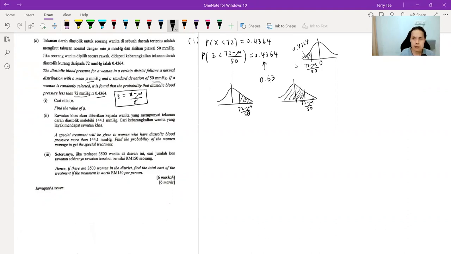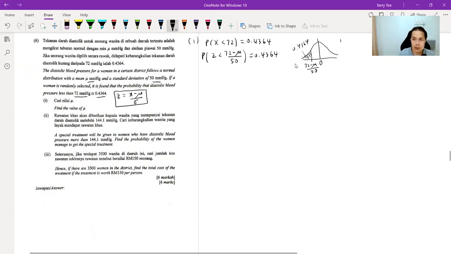So remember, when you solve a question like this, you need to do a rough sketch. I always tell my students, use 3 steps. Number 1, you fix the position, either on the left or on the right. Number 2, you shade the region. Where to shade depends on the sign. If it's less than, we shade to the left-hand side. Number 3, we always have to counter check whether the area matches the probability.